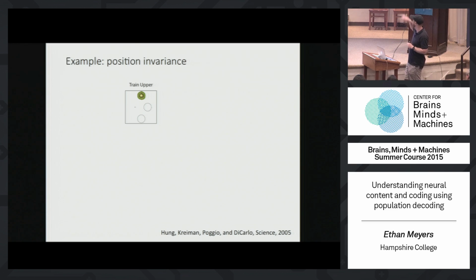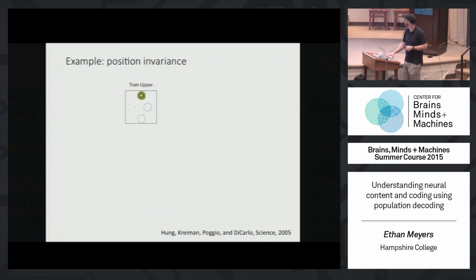What I'm going to look at is position invariance. This is similar to a study that was done in 2005 by Hung and Kreiman in Science. Here I'm going to train the classifier with data at an upper location. In this experiment, the stimuli were shown at 3 different locations. On any given trial, one stimulus was shown at one location. So the 7 objects were all shown at the upper, the middle, or the lower location.